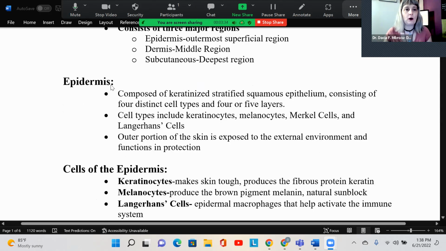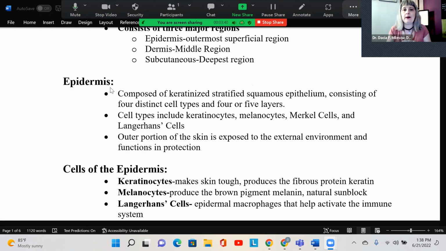Okay, so now let's go over what's located in the epidermis. Well, first of all, you have layers of stratified squamous epithelium, which are the flat cells at the top, stratified and keratinized with keratin as a protective barrier for the skin. In addition to those type of cells, we also contain the Merkel cells, the Langerhans cells, the melanocytes, and of course the keratinocytes, which produce the keratin layer for protection.